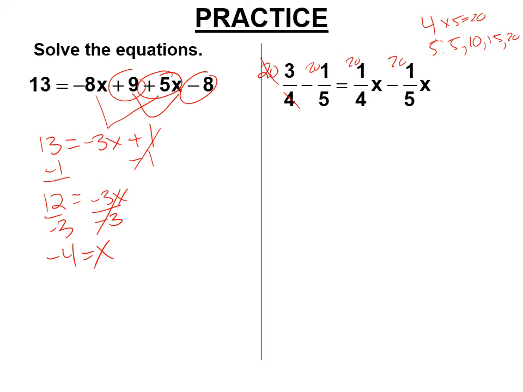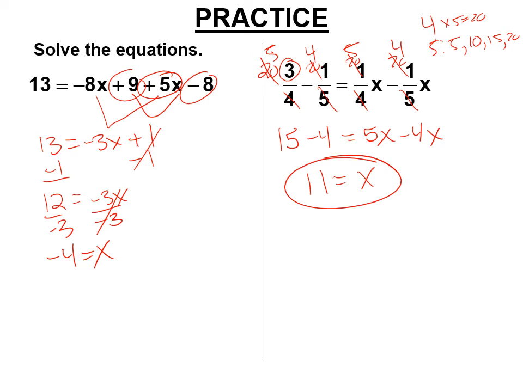4 goes into 20 5 times, this 3 makes 15. 5 cancels this 20, makes 4 minus 4. So we have 15 minus, well, I'll add that together in a second. 4 cancels this 20, makes 5, and that's 5x. 5 cancels this 20, and makes 4 minus 4x. So 15 minus 4 is 11. 5x minus 4x is x. We're done.